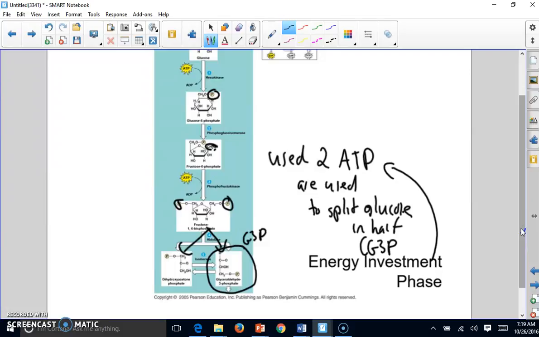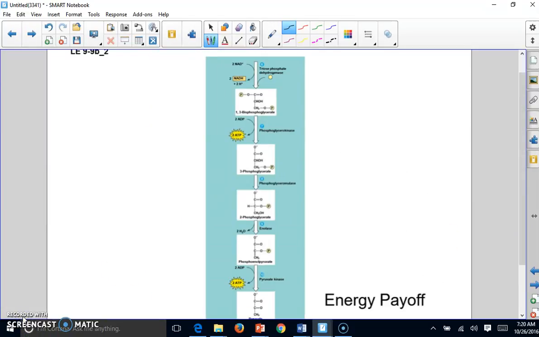At this point, we've actually made no energy. We've used energy. So at this point, we're at a net loss. If we stopped here, this process would be stupid. Okay. Now, we're going to look at the energy payoff phase. And obviously, in the energy payoff phase, we're going to get some energy out.